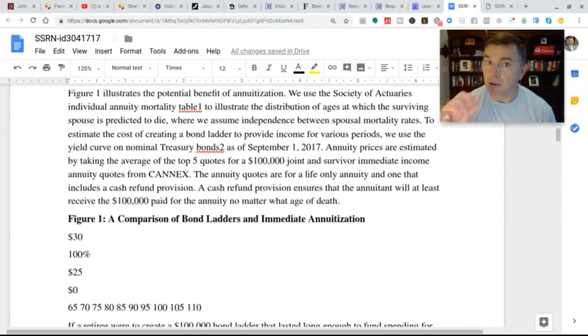And now we're going to talk a little bit more in detail about the comparison between bond ladders and immediate annuities and how that can maximize your retirement portfolio, because we're going to include stocks here in just a second.